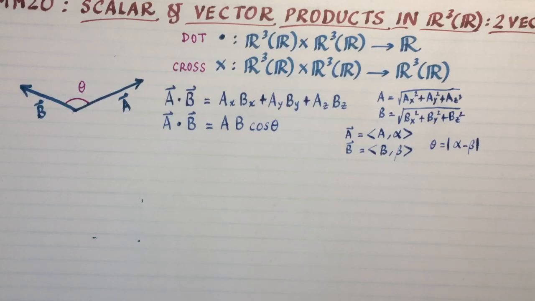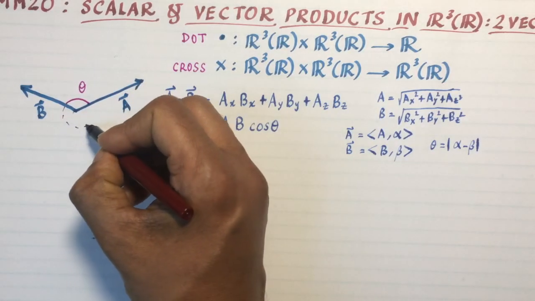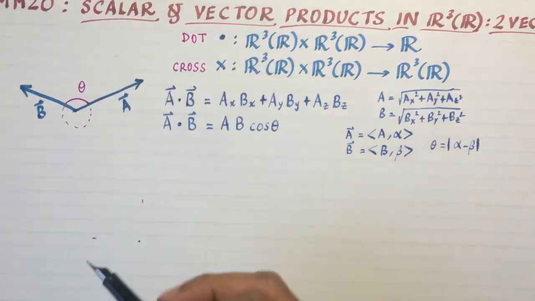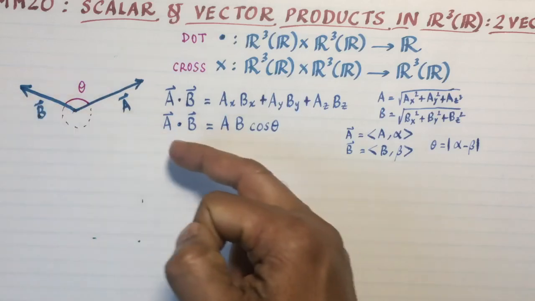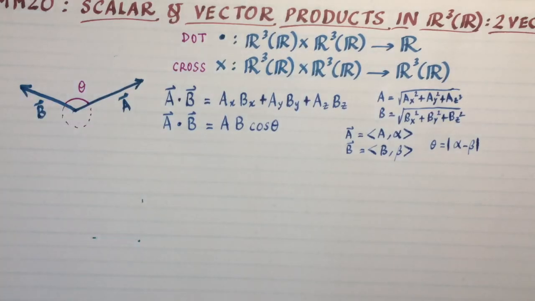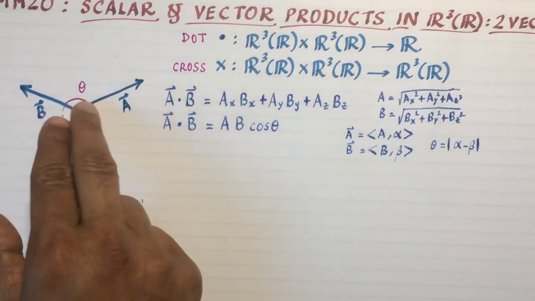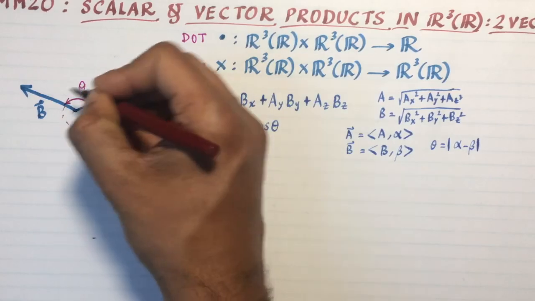Now, just for reference, the angle between A and B is taken to be the smaller of the two angles. There's another angle, which is this one, 360 minus that angle. We always take the one that is smaller than 180 degrees. If it's exactly 180 degrees, then you don't have to worry about it. But if it's less than 180, then you choose the one that is smaller than 180 to write this.